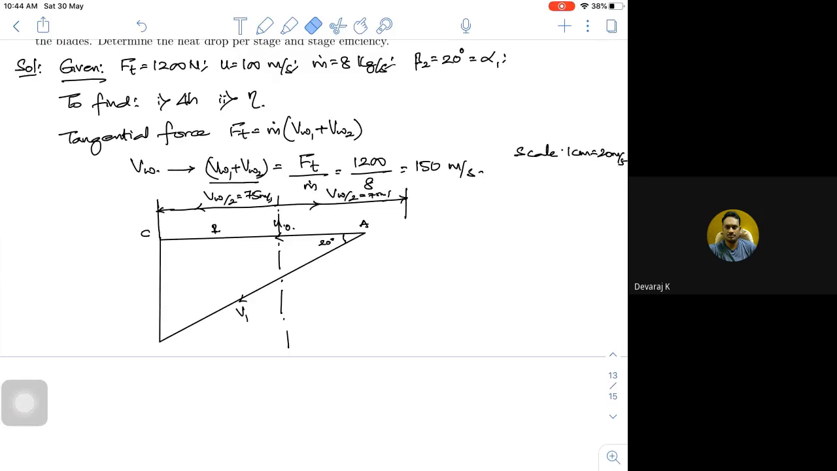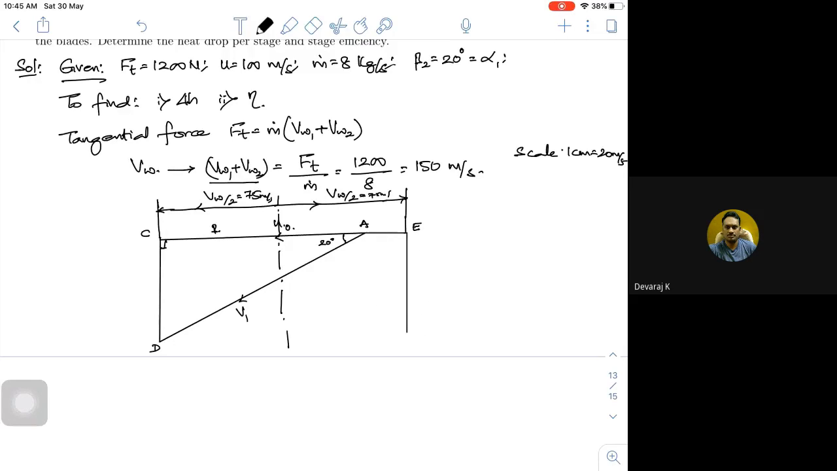Now I don't know the value of V1, so I will just draw the V1 at 20 degrees. Now from O, I will take 75 meters per second, that is 3.75 centimeters or 37.5 mm, and I will locate the point C. From C, I will draw a vertical line. Similarly, I will extend this line to this particular point and call that D. Let me call this E. From there, I will draw a vertical line.